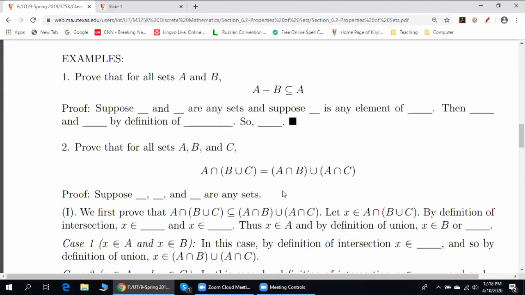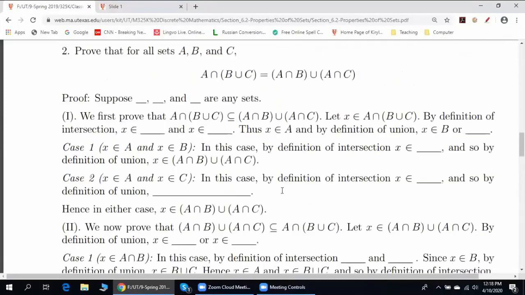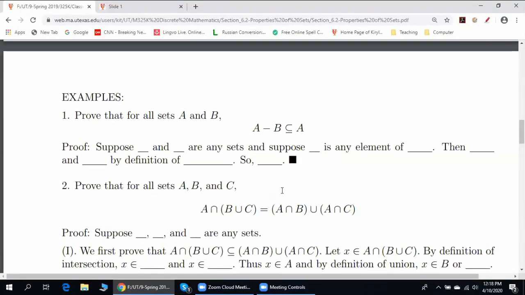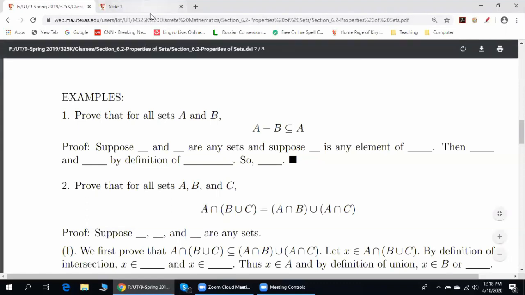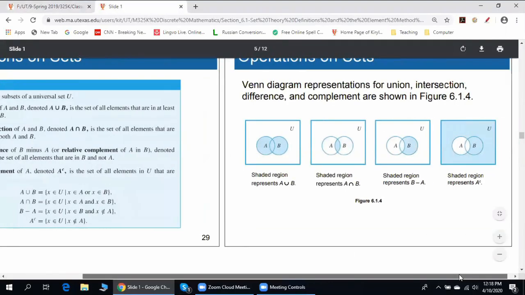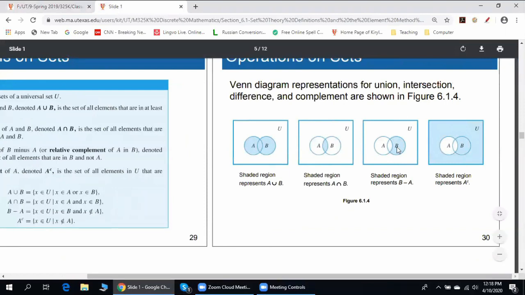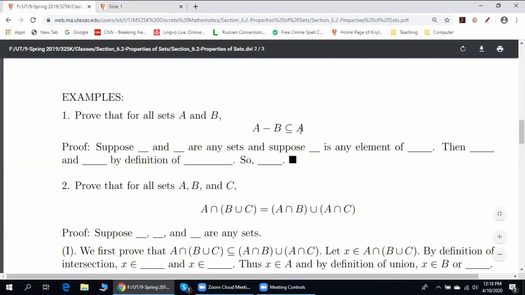Guys, any questions here? Sorry, is A minus B also a subset of B in that case? Or does that not work? No. Please take a look at this. Here is set difference, B minus A. Note that B minus A is a subset of B, but not a subset of A. Same as here, A minus B is a subset of A, not a subset of B.